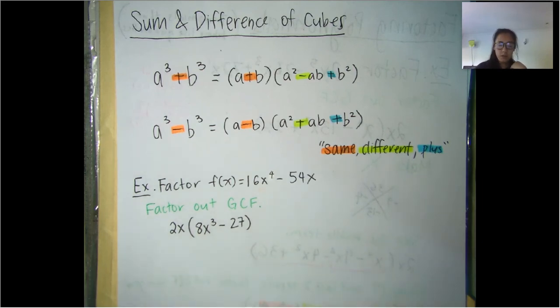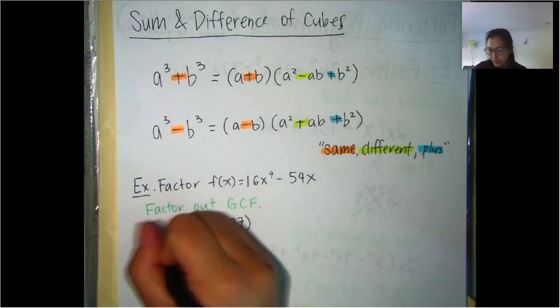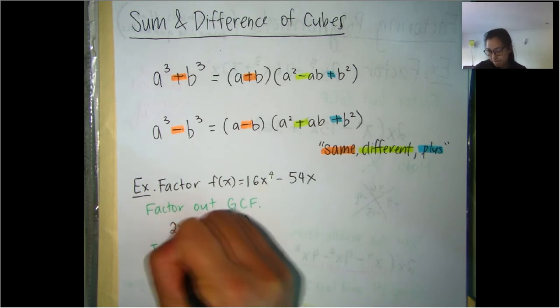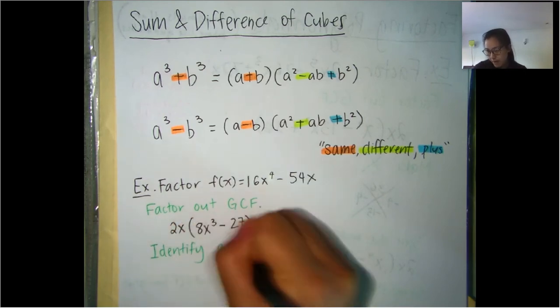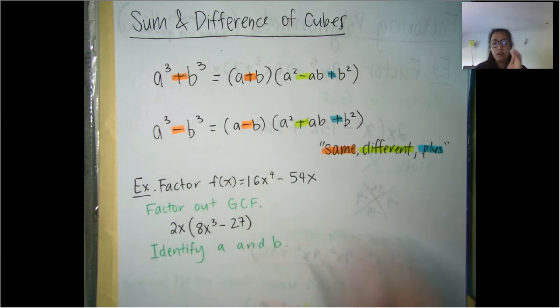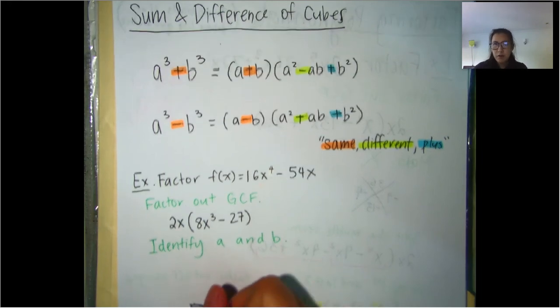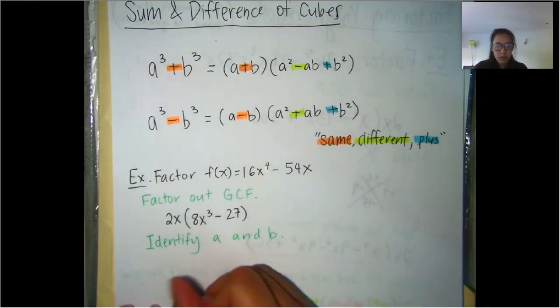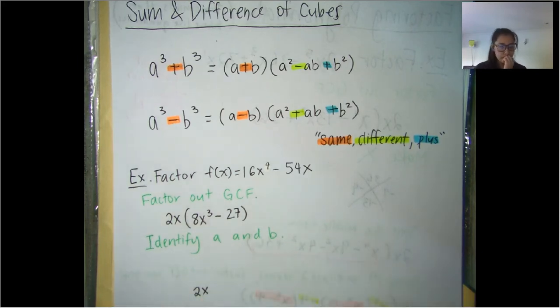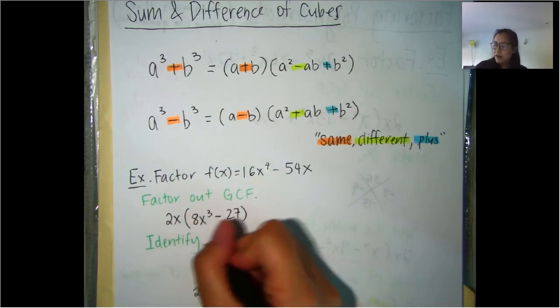When you're trying to apply the sum and difference formulas, you want to identify your A and your B. Regardless of what happens, this 2x is going to remain on the outside. So maybe you can write a 2x near where you're going to write your answer so that you don't forget about it. So we're going to write a 2x down here. But let's identify our A and our B.